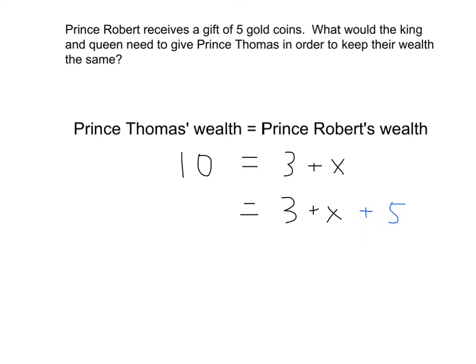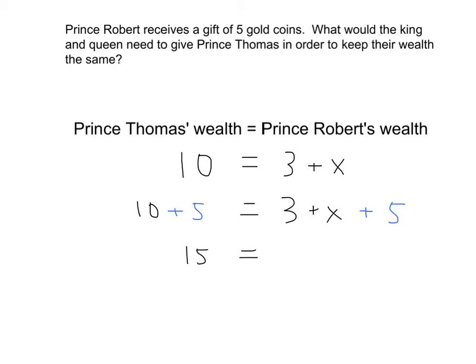But we need to keep the wealth of Prince Thomas the same as the wealth of Prince Robert. So what does the king and queen need to do to Prince Thomas's wealth in order to keep it the same as Prince Robert's wealth? Well, if we gave Prince Robert 5 gold coins, we have to give Prince Thomas 5 gold coins. So Prince Thomas's wealth will now be 10 gold coins plus an additional 5 gold coins, right? Making Prince Thomas have 15 gold coins.